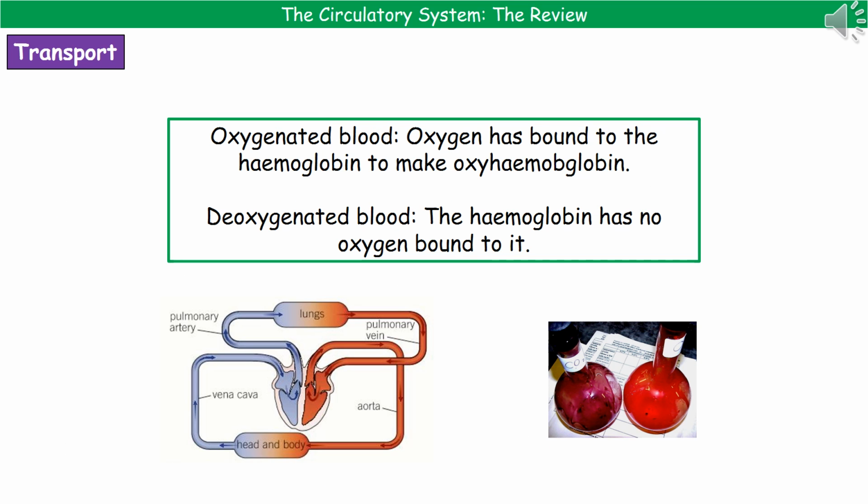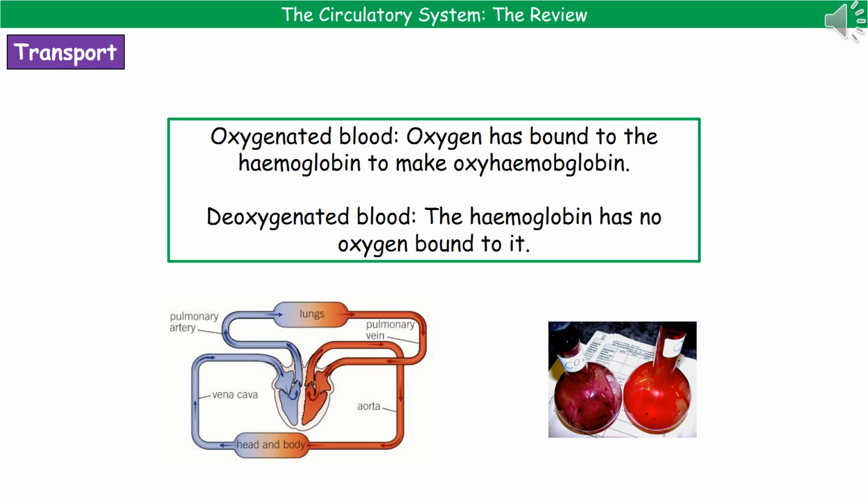So another couple of terms that we need to be aware of the meanings for are oxygenated and deoxygenated blood. So when we're talking about oxygenated blood, this is where the oxygen has bound to the hemoglobin to make this substance called oxyhemoglobin, and that's then able to transport the oxygen around our body. Deoxygenated blood is where we've got no oxygen bound to our hemoglobin.